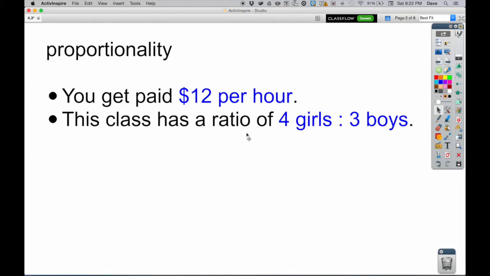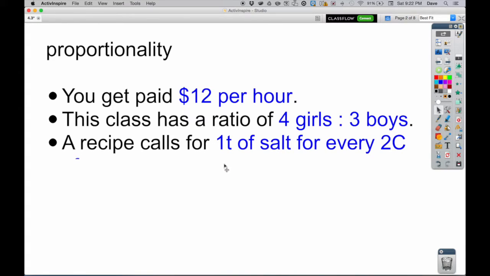This class has a ratio of 4 girls to every 3 boys. So if I bump up the number to 8 girls, there should be 6 boys. 12 girls, there should be 9 boys. There's that proportionality going on. Or maybe it's just a recipe. A recipe calls for 1 teaspoon of salt for every 2 cups of sugar, and that proportional relationship continues throughout the problem. So what we want to start talking about is, what does that look like when we graph the situation, when we start introducing the concept of slope?